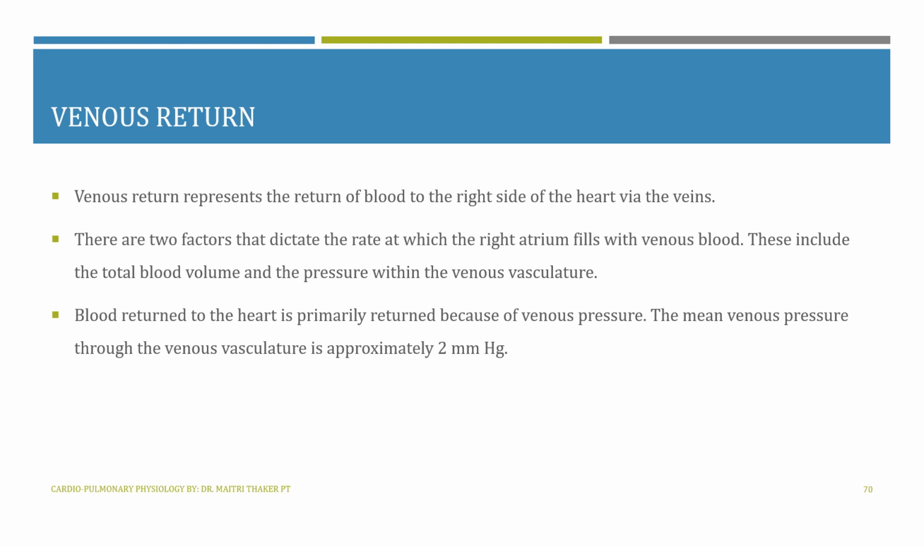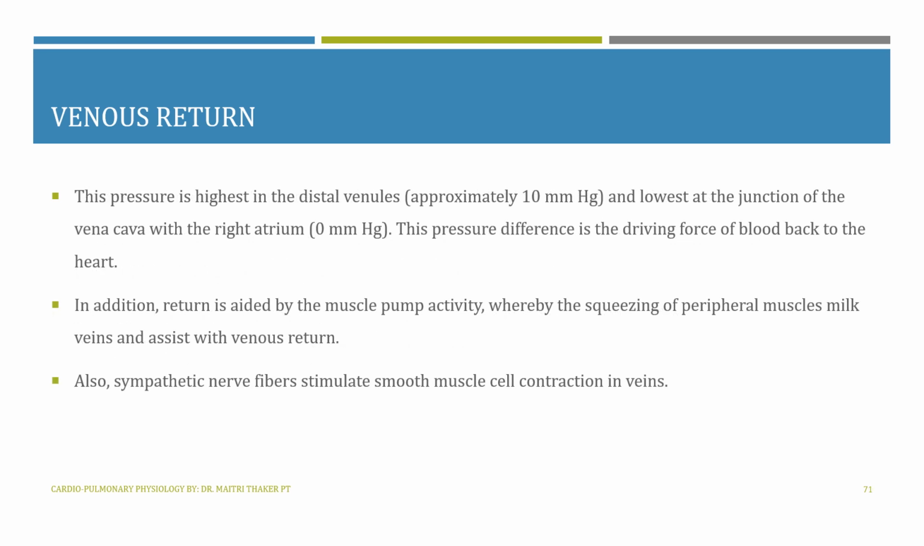The mean venous pressure through the entire venous vasculature is approximately 2 mmHg. So there is a very low amount of pressure in the veins compared to our arteries. The pressure is highest in the distal veins, meaning veins present in our lower extremities. In lower extremity veins, the pressure will be high, up to 10 mmHg, and the pressure will be low in the vena cavas, the major veins.